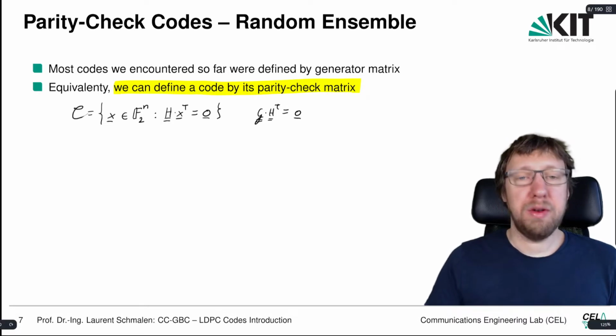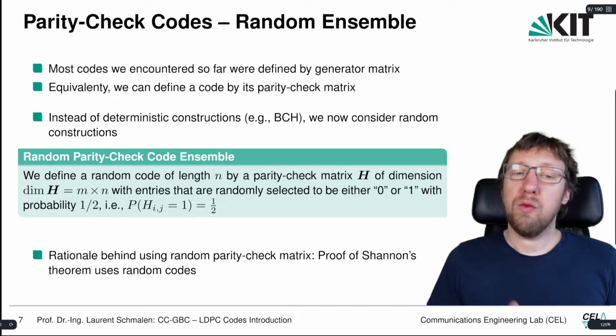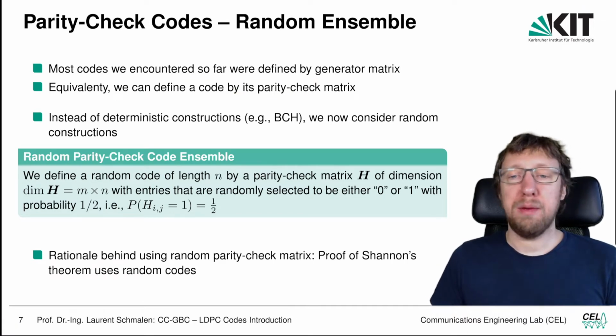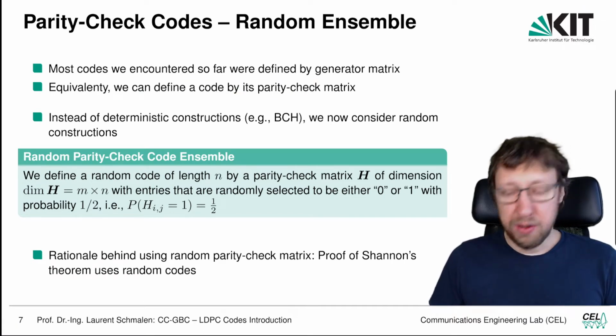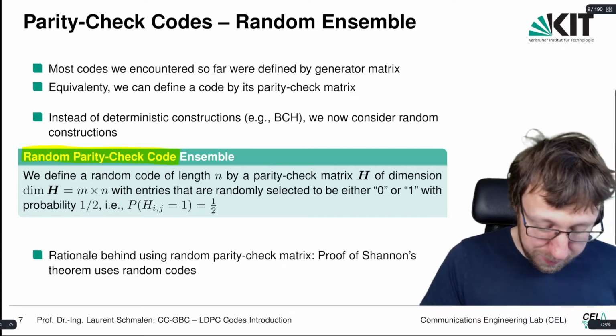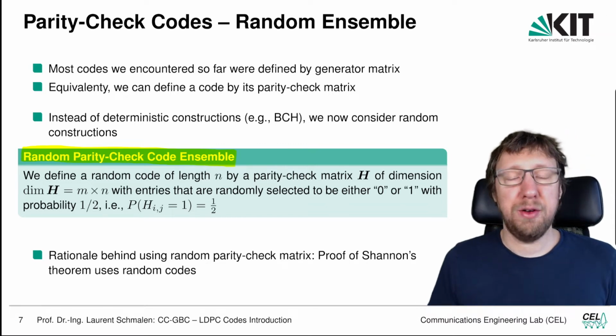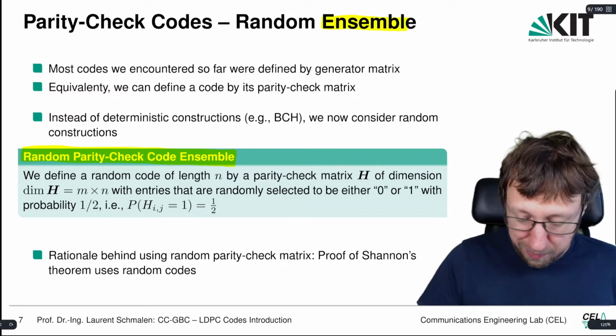Okay, so we define a code by the parity-check matrix. And what we do now is define a random parity-check matrix. So the random parity-check code is not a specific code, but a code ensemble. What is the difference between a code and a code ensemble? Here we're talking about ensembles.